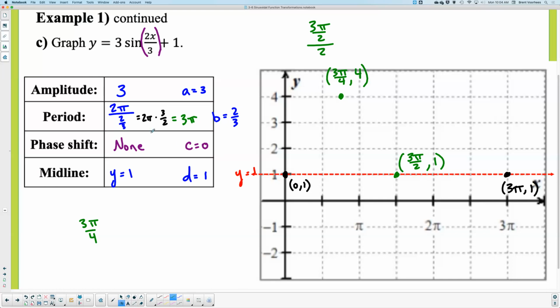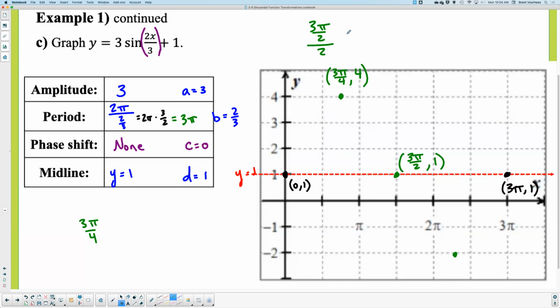Okay, now on the minimum, I go 3 units down from the midline. I'm right here. What's 3 units down? -2. Very good. Now where would this one be? So we're adding 3 pi over 4. That's how far apart these all are. We're adding 3 pi over 4.